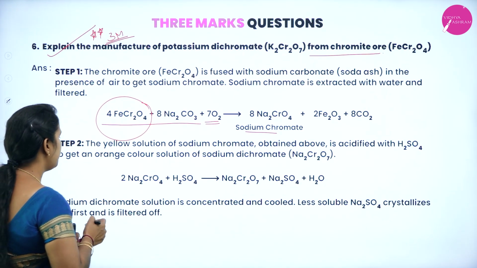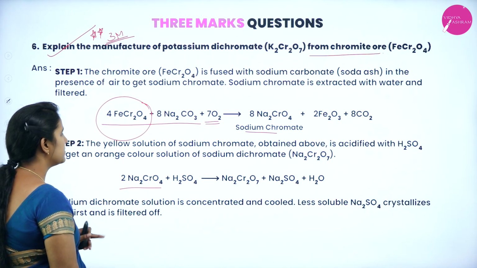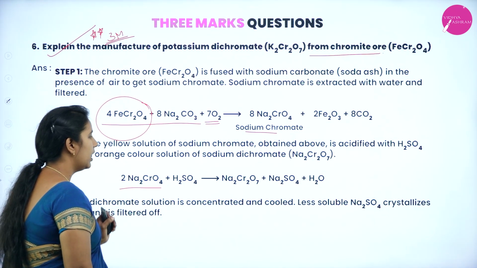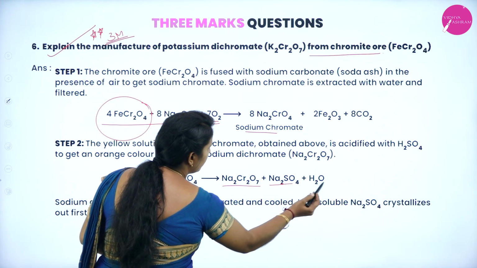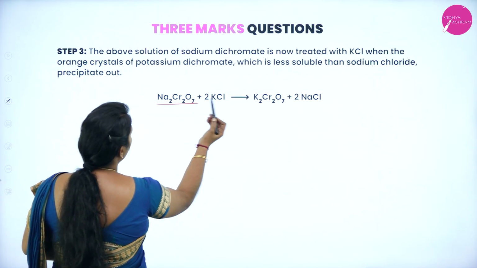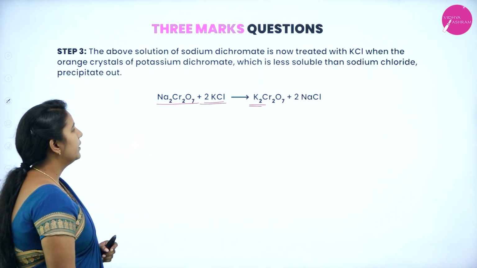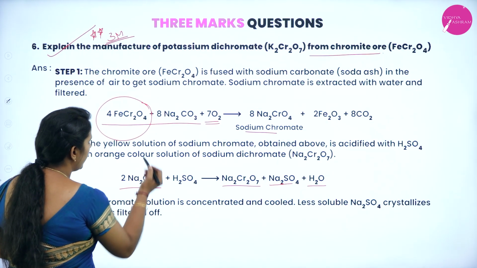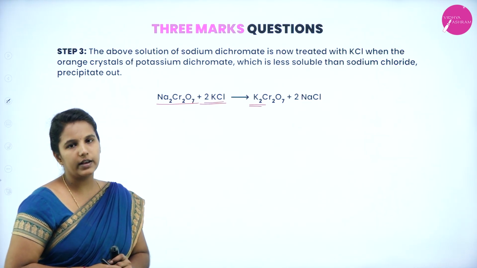In the second step, this sodium chromate, which is a yellow solution, is treated with sulfuric acid, which will undergo acidification and give rise to sodium dichromate with the formation of sodium sulfate and water. In the third step, the sodium dichromate will be further treated with KCl, that is potassium chloride, to form potassium dichromate. So, in the examination, if you write the step 1, step 2 and step 3 reactions, it's enough to get 3 marks.